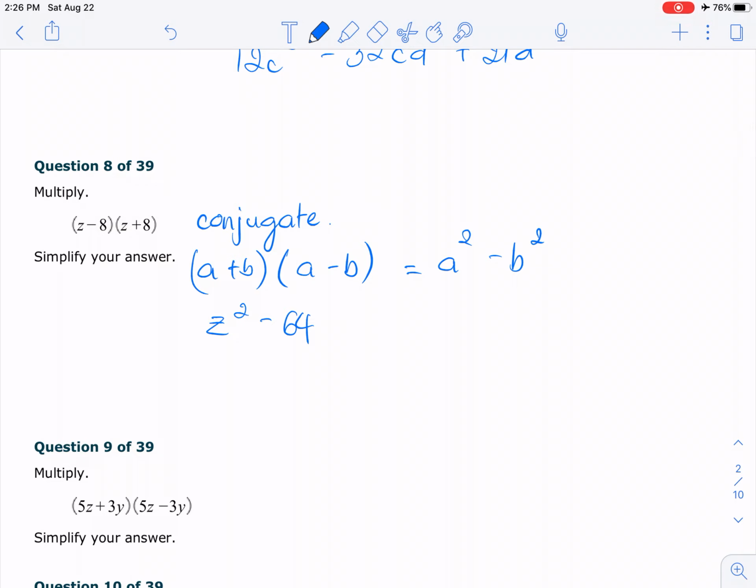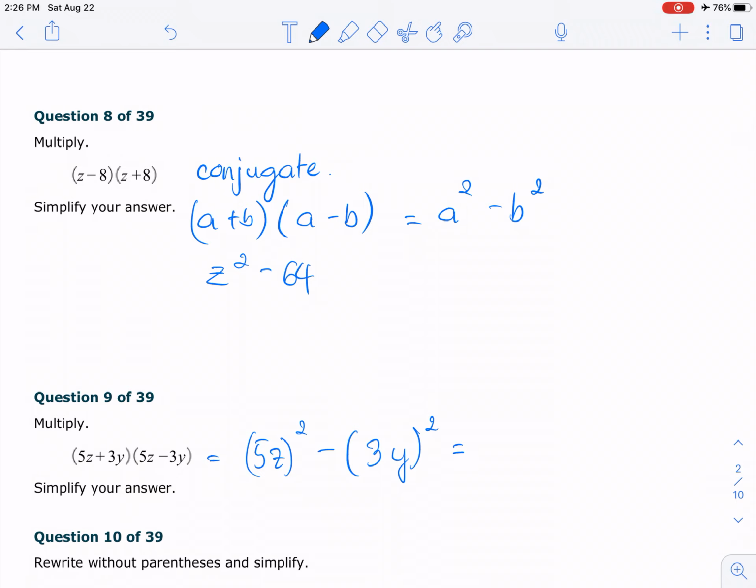Okay. Same thing for number 9. We have the conjugate. So I'm just going to multiply 5z squared minus 3y squared. And then from there, I can simplify it. That's 25z squared minus 9y squared.